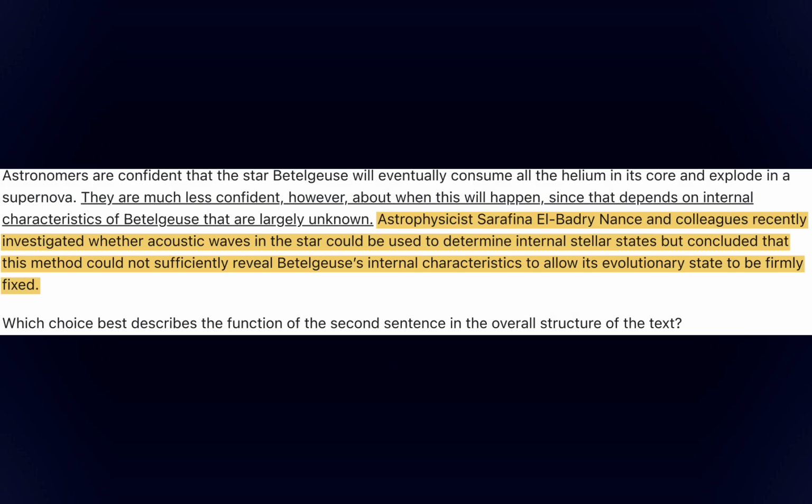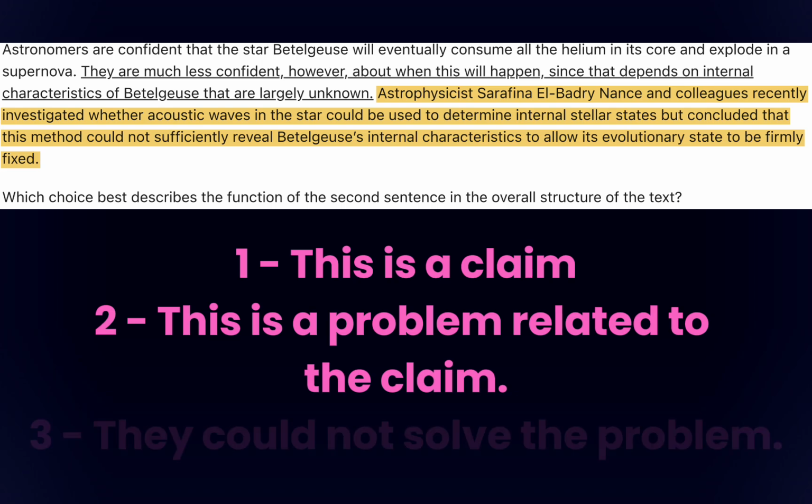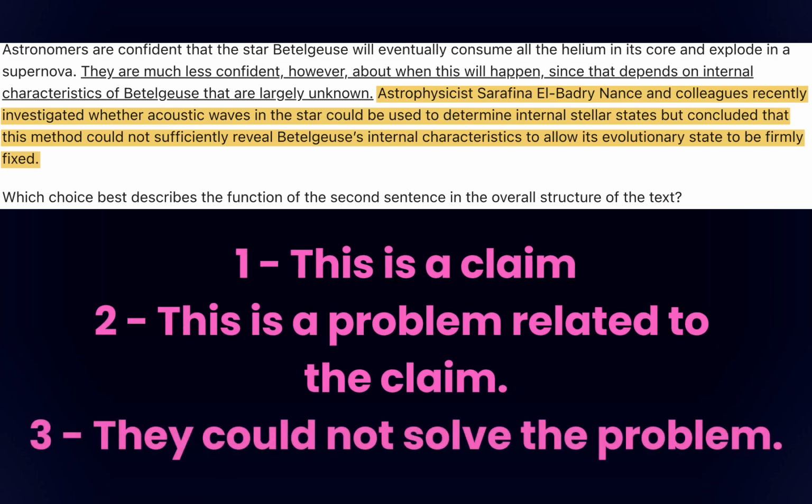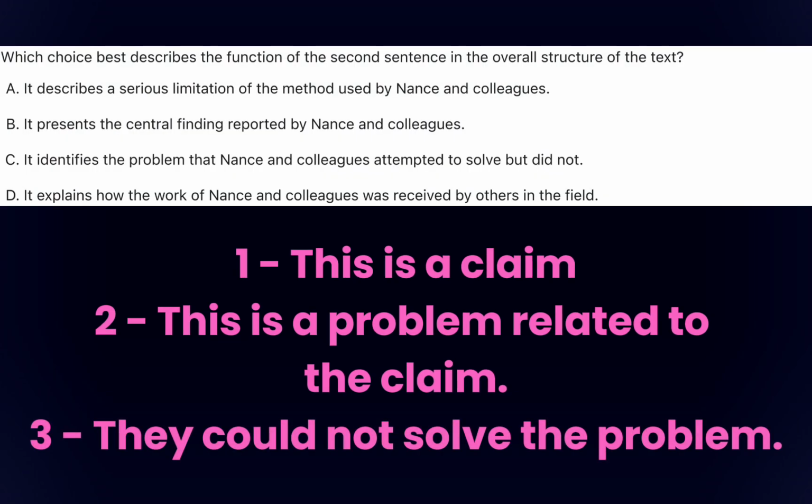Astrophysicist Sarafina El-Badri Nance and colleagues recently investigated whether acoustic waves in the star could be used to determine internal stellar states, but concluded that this method could not sufficiently reveal Betelgeuse's internal characteristics to allow its evolutionary state to be firmly fixed. This shows that they could not solve the problem mentioned in the previous sentence. Let's look at the multiple choices.